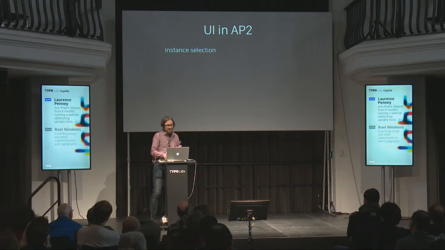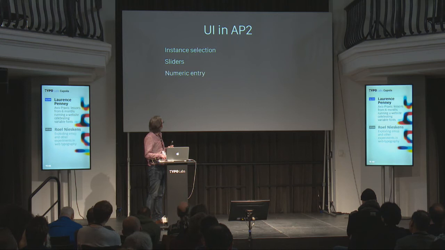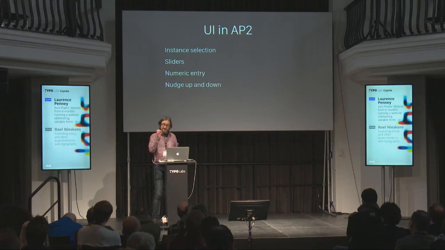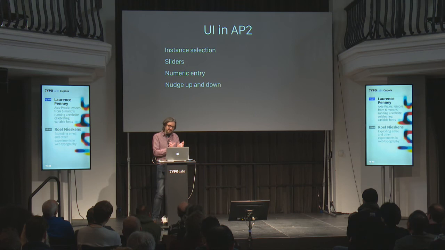So the UI in Axis-Praxis. I'm not sure how far to go with this. This is what I've done so far. There's instance selection, which I didn't have before, with a drop-down. You've got sliders, numeric entry. The nudge up and down is coming. I didn't finish that. The nudge up and down will be in the 16.16 space and the 2.14 space. They're both important things to consider.